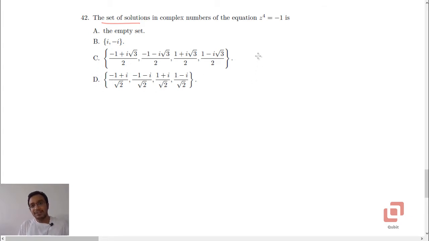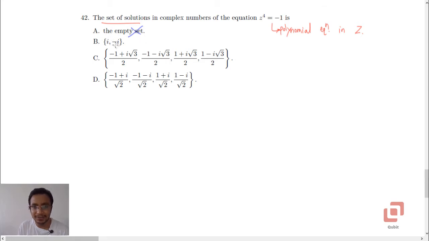Now, first thing is that this is clearly a polynomial equation in z. By the fundamental theorem of algebra, this equation has at least one complex root. What does it mean? It means that the set of solutions can definitely not be an empty set, so A is ruled out. It has to have at least one complex root. That is what the fundamental theorem of algebra tells us. So A is ruled out.